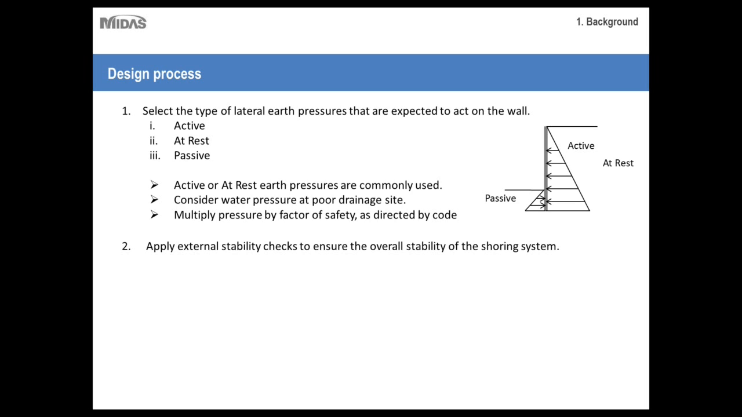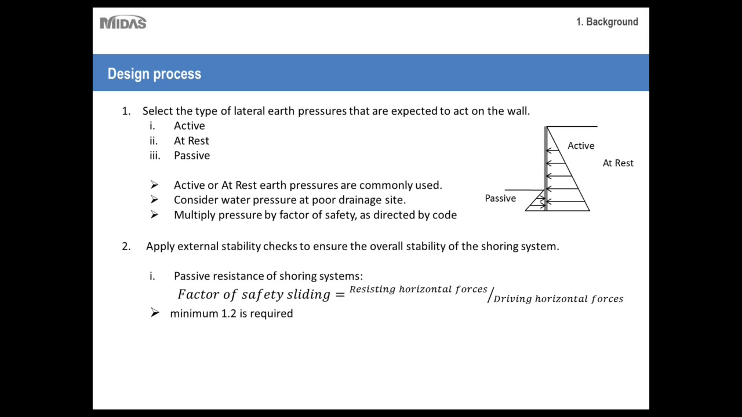Now let's move on to step 2, which is to apply external stability checks to ensure the overall stability of the shoring system. So let's see what the external stability checks are. The first one is the passive resistance of the shoring system, which is actually the factor of safety against sliding. As you can see, the empirical formula is pretty straightforward: resisting horizontal forces divided by driving horizontal forces.